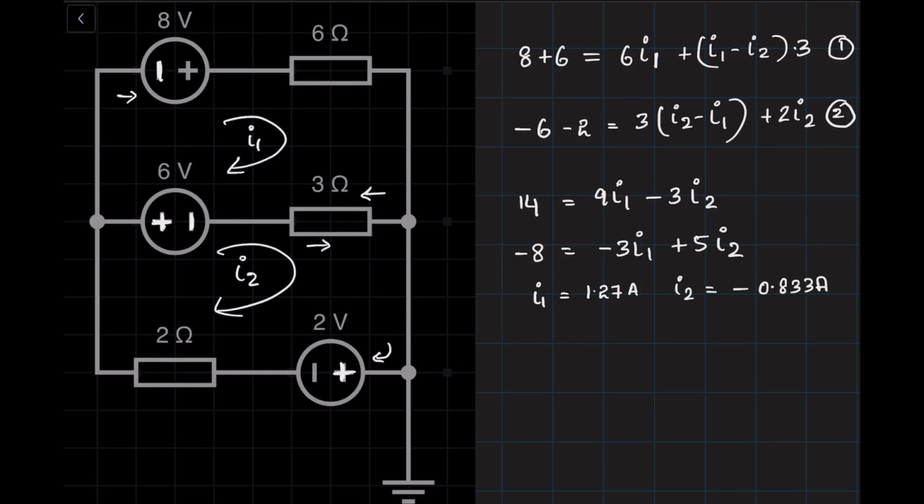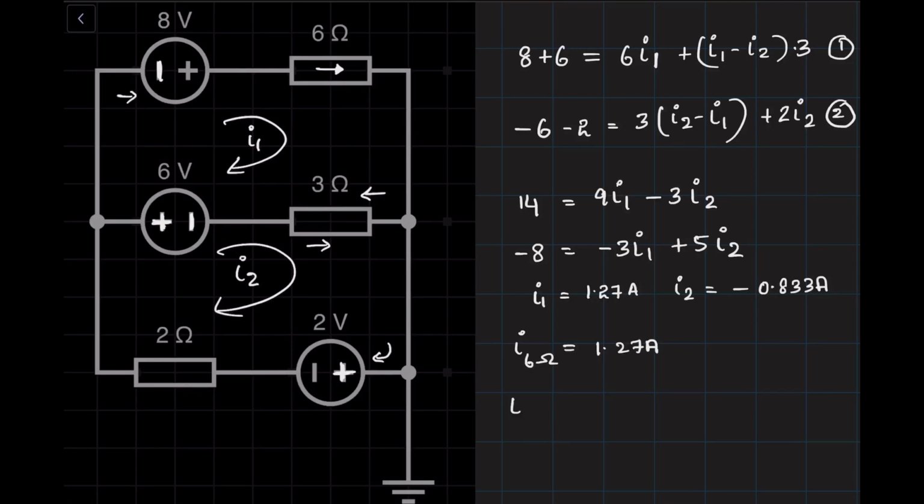So let's take resistor 6 ohm. What is the current flowing through each resistor? Let's find it out. Current flowing through 6 ohm is only I1, and I1 is positive also. So current flowing through 6 ohm is in the clockwise direction, and the value of I1 is 1.27 ampere.